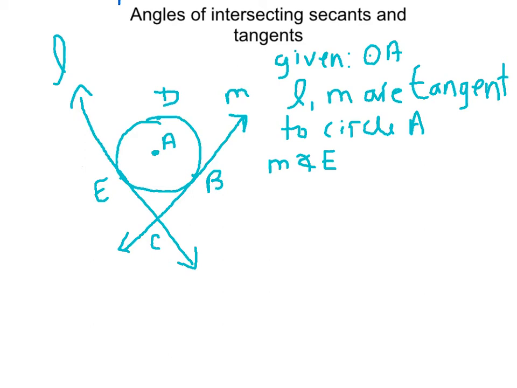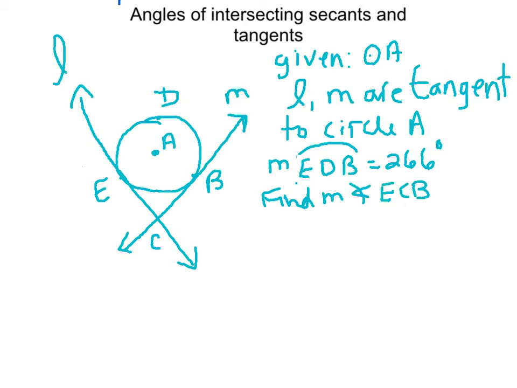I don't see it. That must be, sorry, arc is 266. Whoop, there we go. Getting all into my angles here. The measure of arc EDB, with the arc symbol, is 266 degrees. And they want us to find, this is our task, the measure of angle ECB.